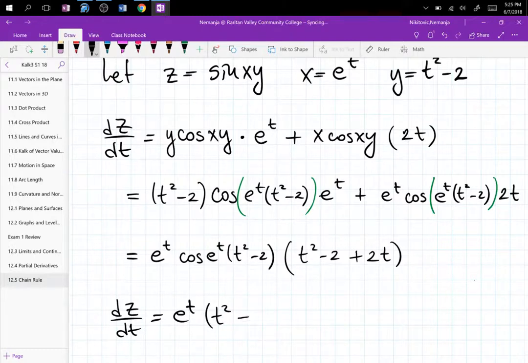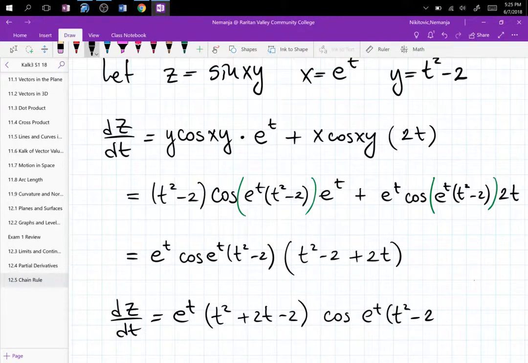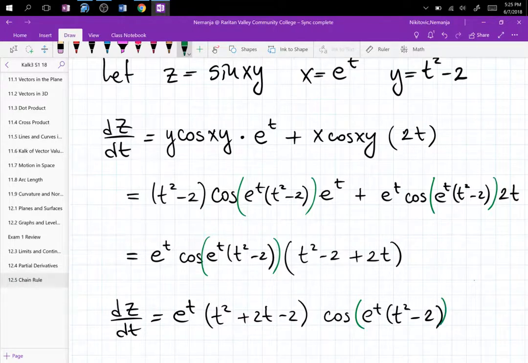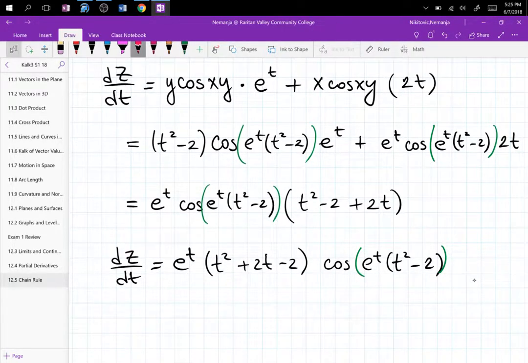So t squared plus 2t minus 2, and then we'll do cosine of e to the t, t squared minus 2. I'll add these green parentheses to again emphasize that all of this is the argument of cosine. And that would be the answer.